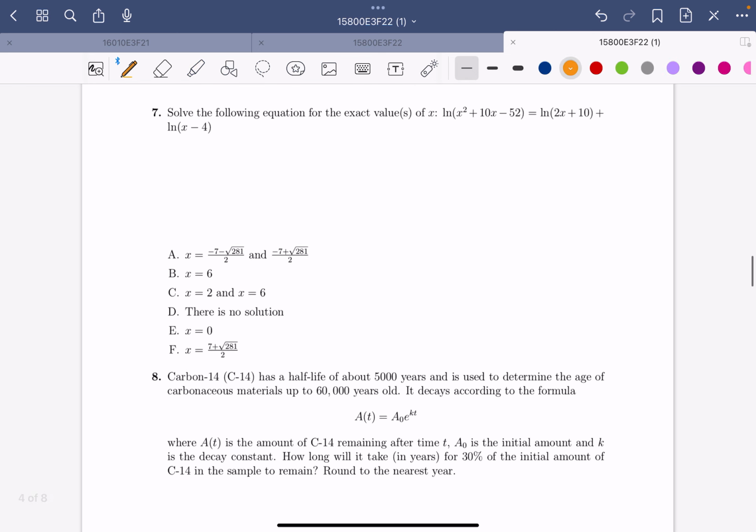Number 7. Solve the following equation for the exact values of x, where ln of x squared plus 10x minus 52 equals ln of 2x plus 10 plus ln of x minus 4.